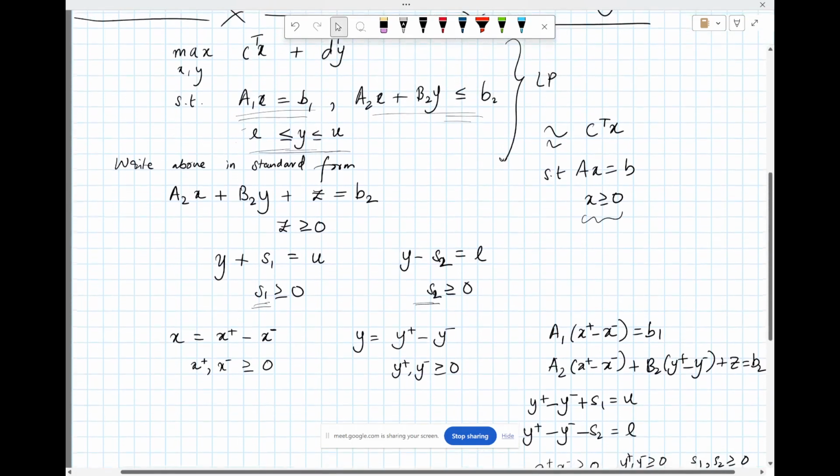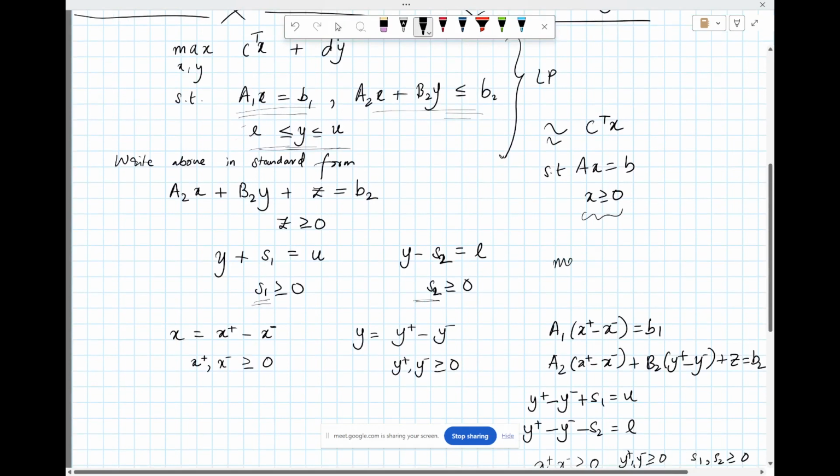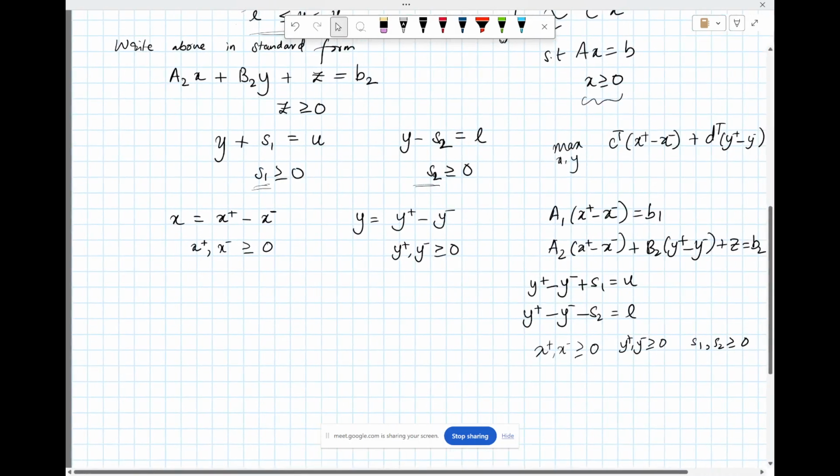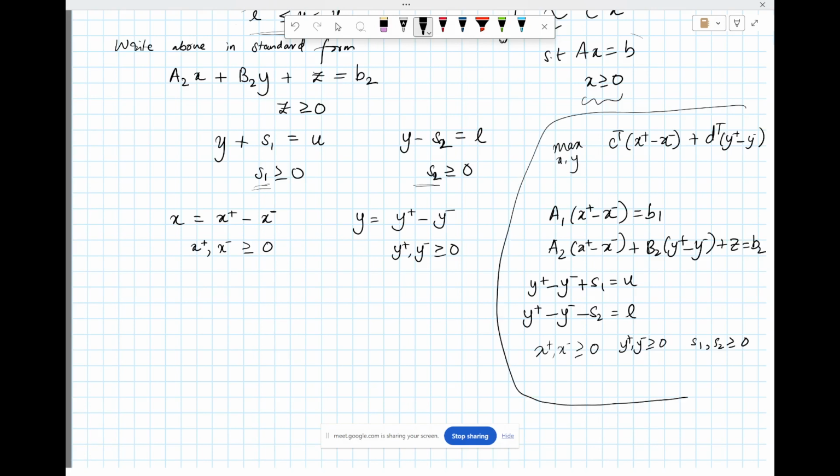And what else is there? And the objective will be maximize over x, y of c transpose (x plus minus x minus) plus b transpose (y plus minus y minus). Okay, so then you can convert it into some matrix form appropriately and write it like this, and that is quite straightforward.